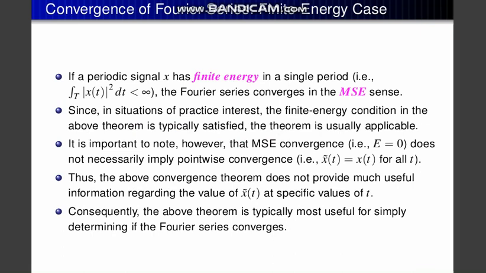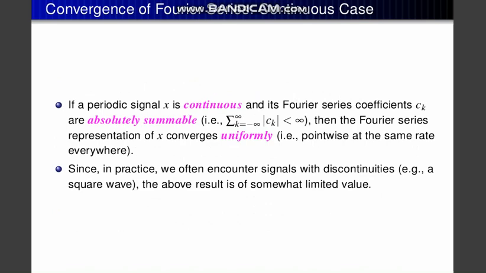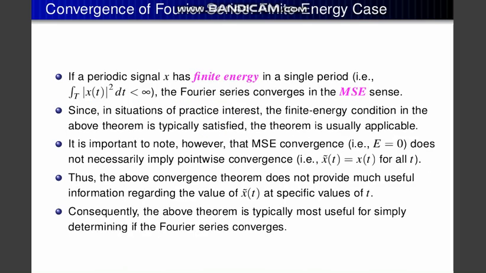So let us discuss the finite energy case. In the previous case we discussed the continuous case. Now we will discuss the finite energy case. In the finite energy case, it is the mean square energy convergence. So in that case, if the periodic signal x has finite energy in a single period, it will have infinite power. If it has infinite power, as a power signal, it will get a limited energy. So the Fourier series convergence in the mean square sense in a single period is the condition of that.